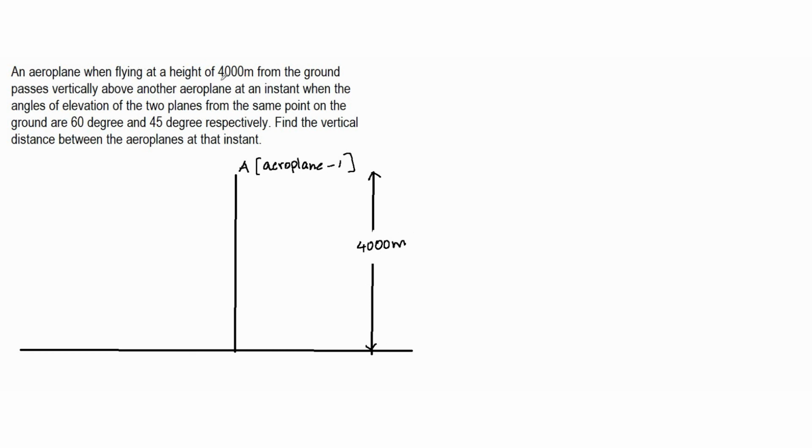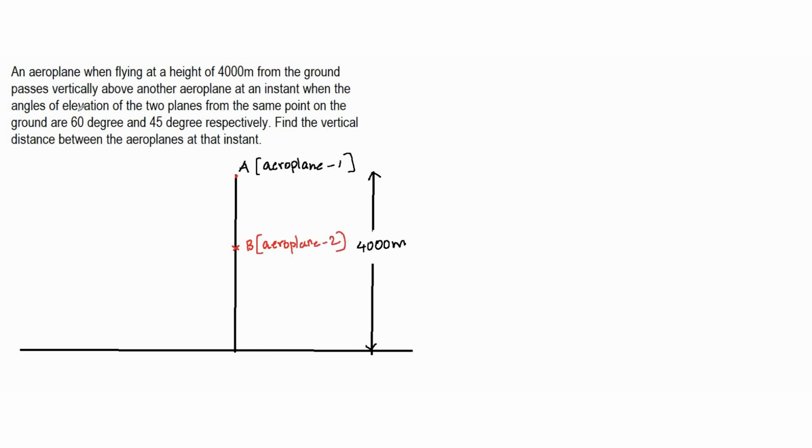So an aeroplane, when flying at a height of 4,000 meters from the ground, passes vertically above another aeroplane. That means this is the other aeroplane. The aeroplane A is vertically passing above the other aeroplane. That means A is exactly in line with the other aeroplane B. So this is aeroplane 2.